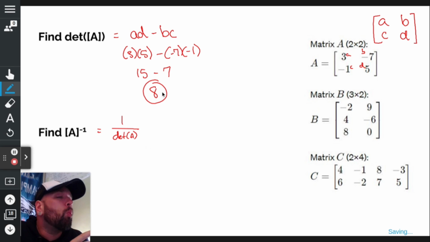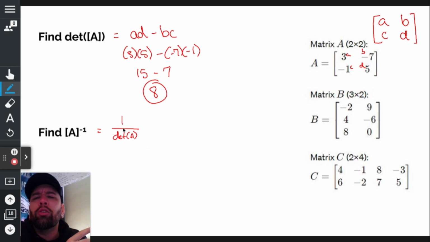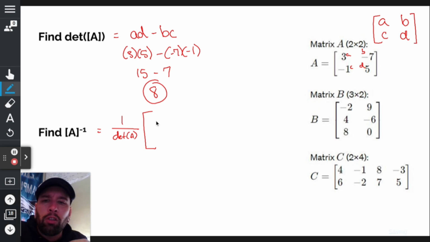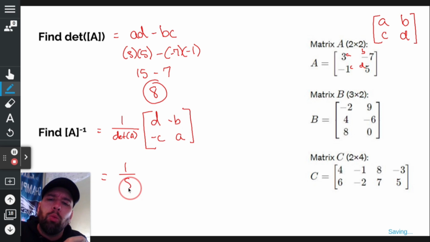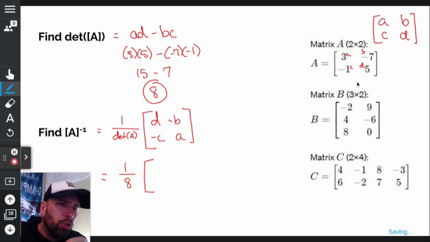So if the determinant was 0, I'd be asking you to do 1 divided by 0, which you can't do. You take that fraction, you multiply it to this matrix where you swap the D and the A, and you make the B and C the negative versions of themselves, or the opposite versions of themselves. So this is going to look like 1 over 8 times the 2 by 2 matrix where I swap the 5 and the 3, and I make 7 positive, and I make 1 positive.